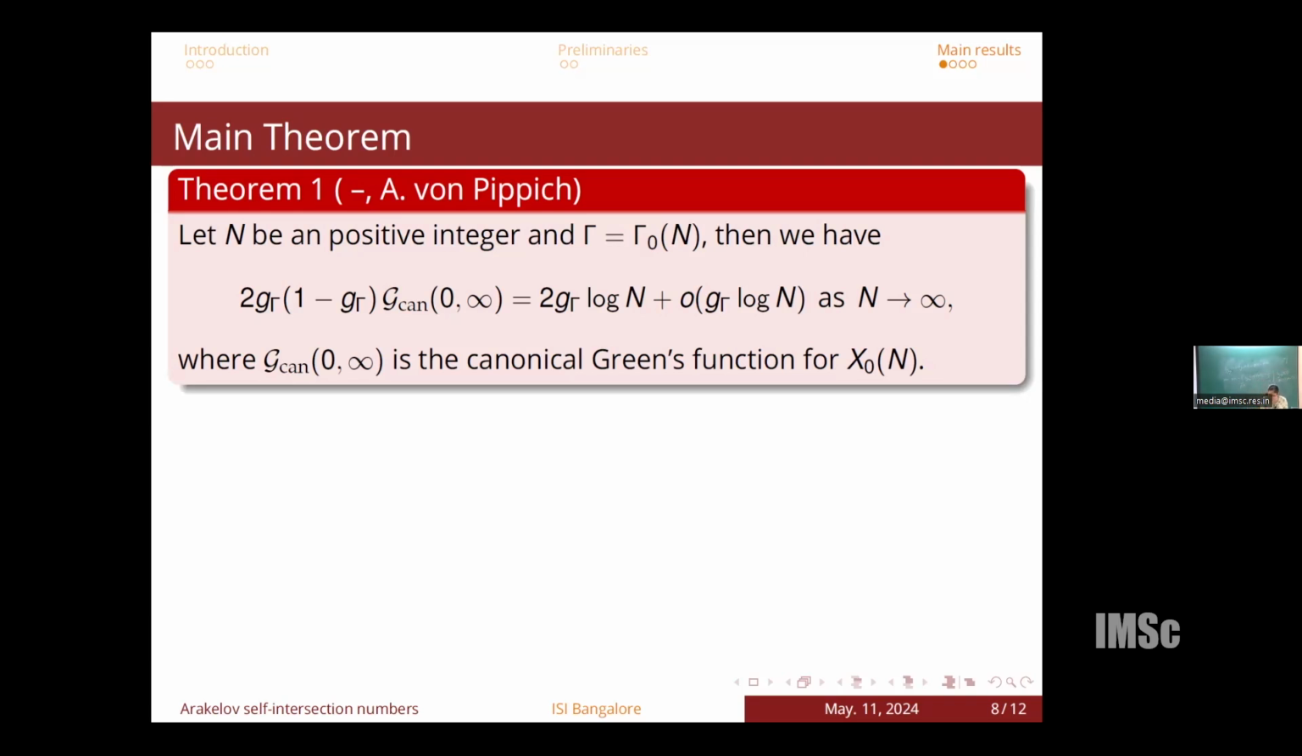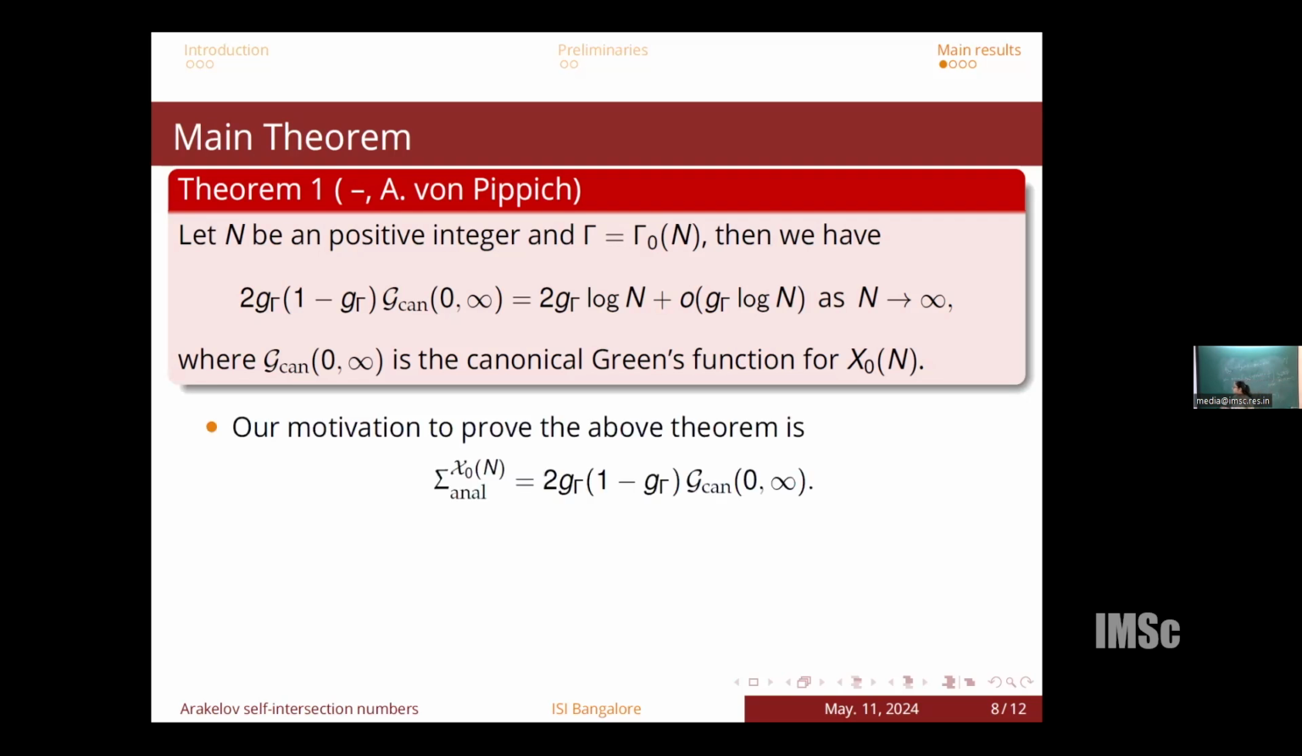So now this hyperbolic Green's function is quite well known from the literature, and now we calculate this integral, and from there we calculate this asymptotic formula. So why are we interested in this asymptotic formula? Because our motivation to prove this theorem is this: the analytic part is exactly equal to this left hand side, the analytic part of the self-intersection number of the dualizing sheaf.